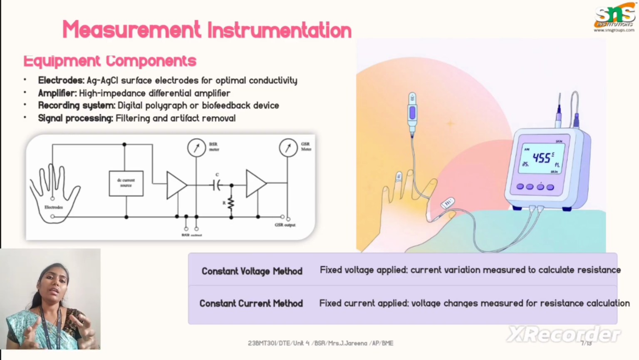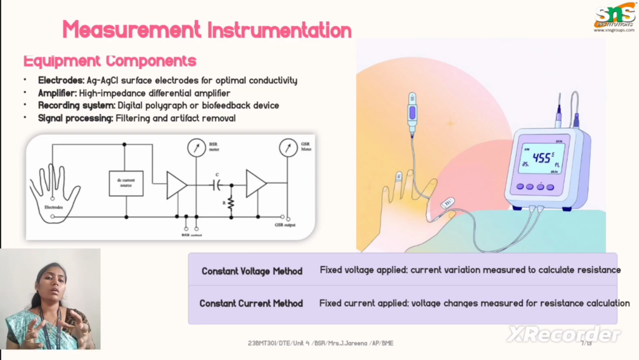If you take any BSR device, there are only a few components involved in this setup. First is the electrodes, the main component that has direct contact with the skin where you want to measure the skin resistance. Then we have amplifiers, because once the signal is tapped from the electrode, it needs to be strengthened to some extent to be further processed. And then we have a recording system and a signal conditioning block, to remove artifacts or do any filtering that is needed.